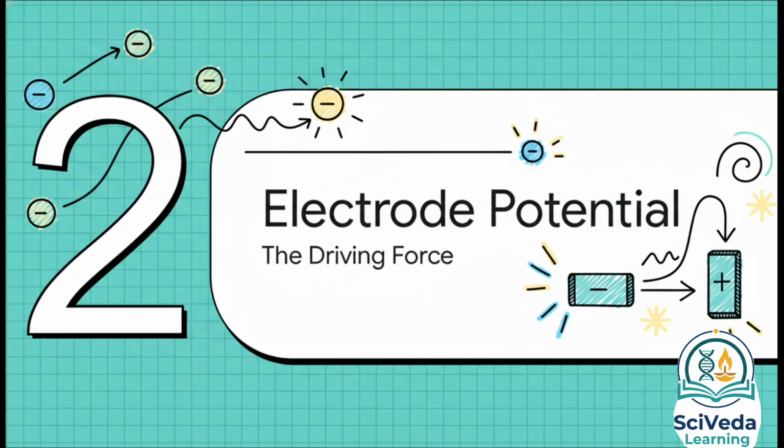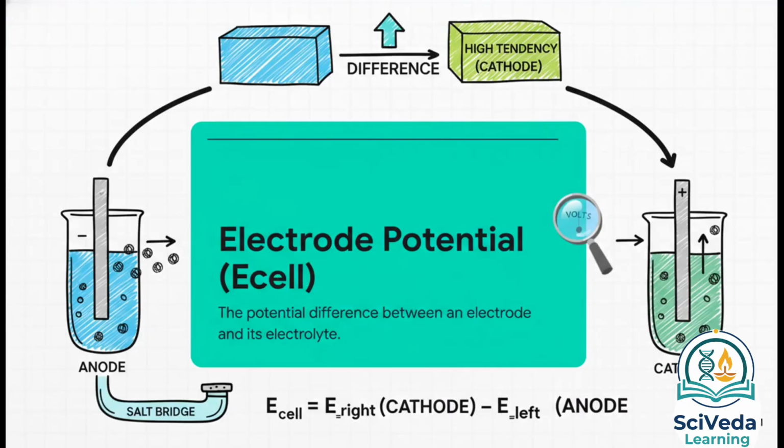So we've established that electrons flow from the anode to the cathode. But have you ever stopped to wonder why? What's the actual force that's pushing them along that wire? Well, the answer to that question has a name: electrode potential. The easiest way to think about it is like water pressure. Imagine you have two water tanks at different heights. Water will naturally flow from the higher one to the lower one, right? Electrode potential is kind of like that, but for electrons.